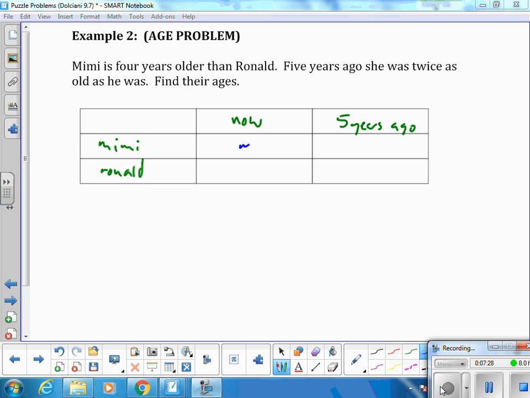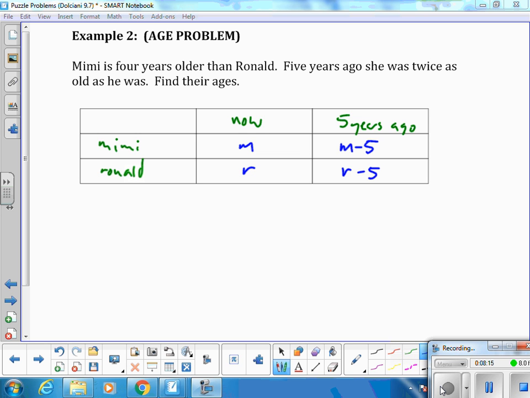So let's look at what we know. Let's go with Mimi's age, and we have Ronald's age. And Mimi is 4 years older than Ronald. If we just look at the situation 5 years ago, whatever their ages are now, it's going to be minus 5. So Mimi minus 5. If Mimi is now 15 years old, 5 years ago she was 10. If Ronald was 20, 5 years ago he was 15.